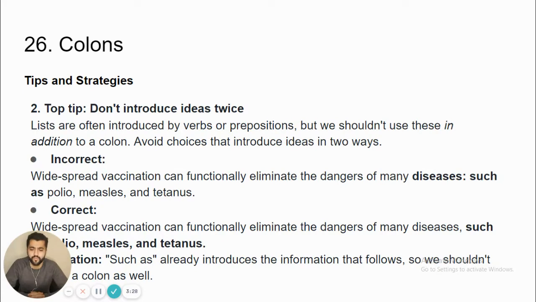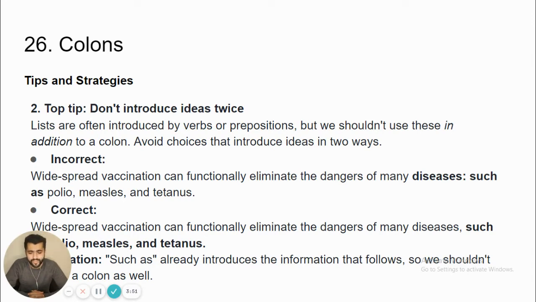Top tip number 2, don't introduce the ideas twice. So, a list can be introduced by a colon or by a prepositional phrase, right? But don't use both of them together. Lists are often introduced by verbs or prepositions, but we shouldn't use these in addition to a colon. Avoid choices that introduce ideas in two ways.